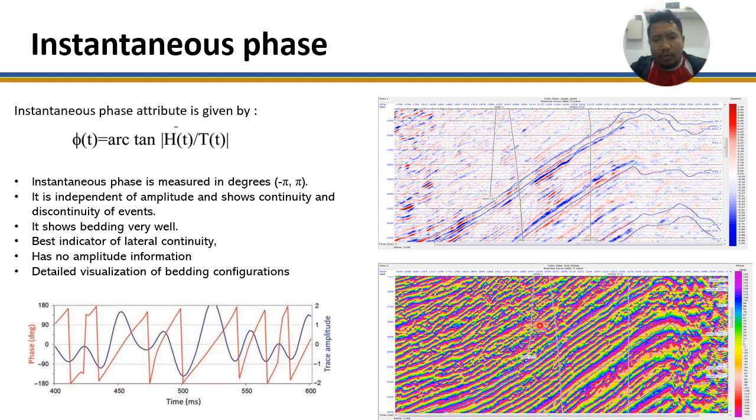However, we can use this instantaneous phase as a guideline in guiding horizons and fault picking that cannot be interpreted as shown on the above image, particularly on these sides and also on these sides. Okay, we just continue to draw the horizons at these sites based on the information we got from this instantaneous phase diagram or sections.